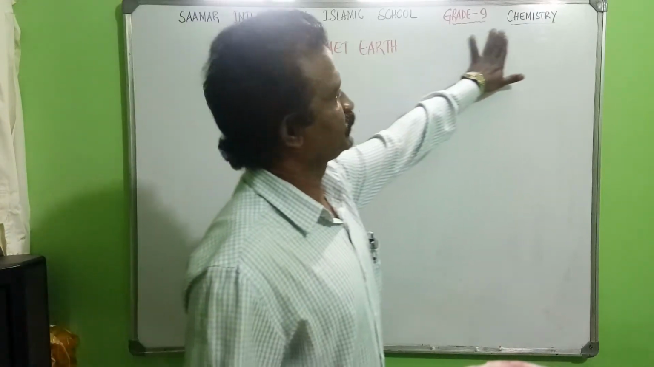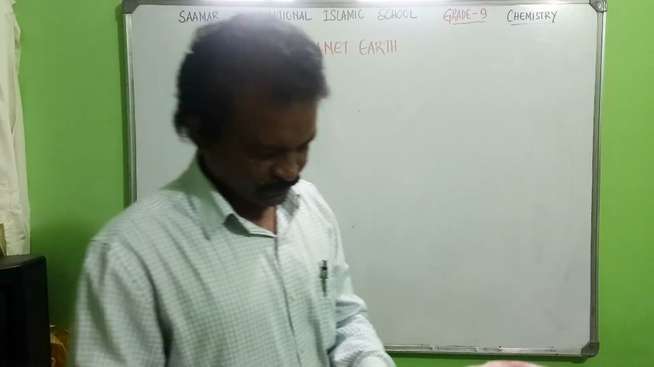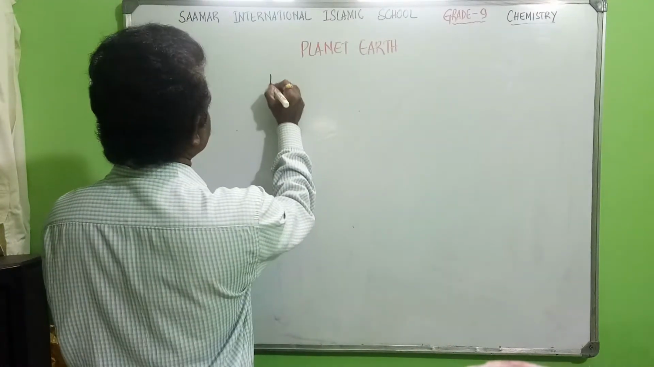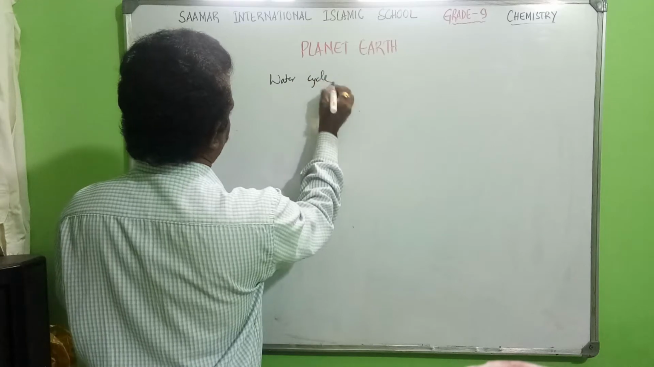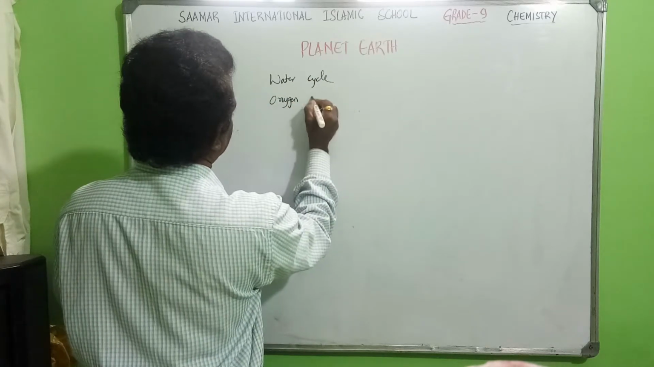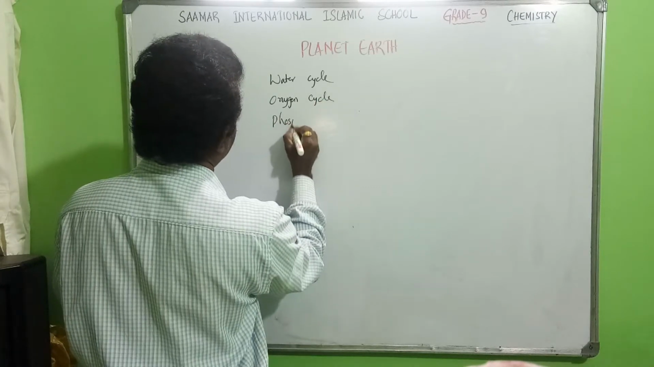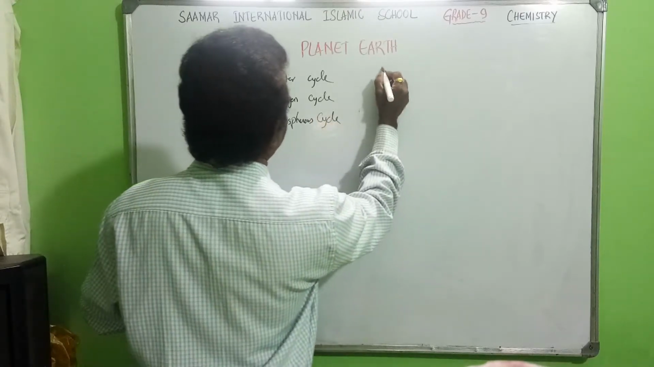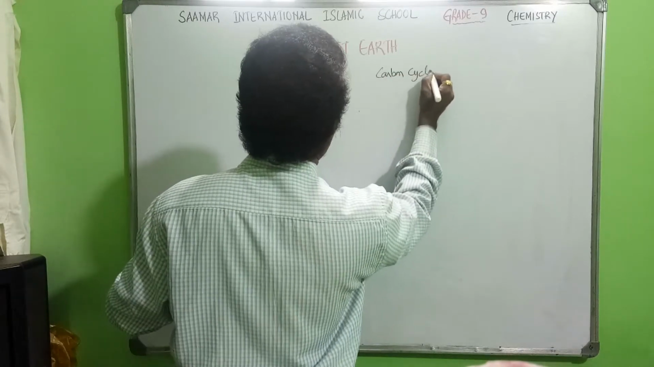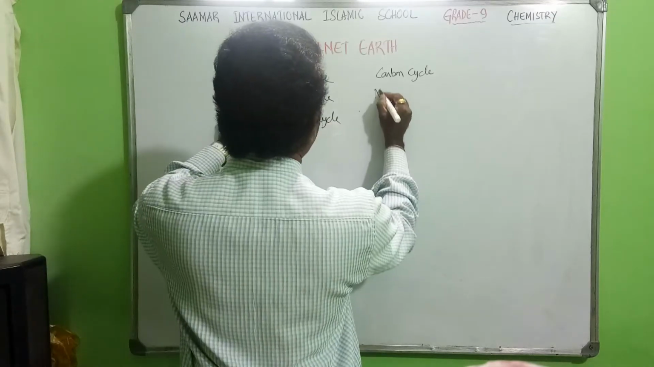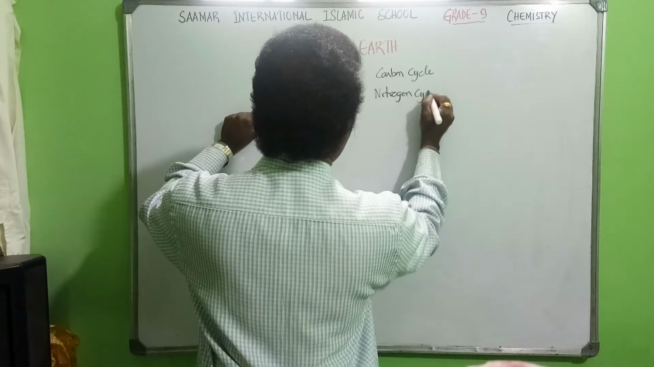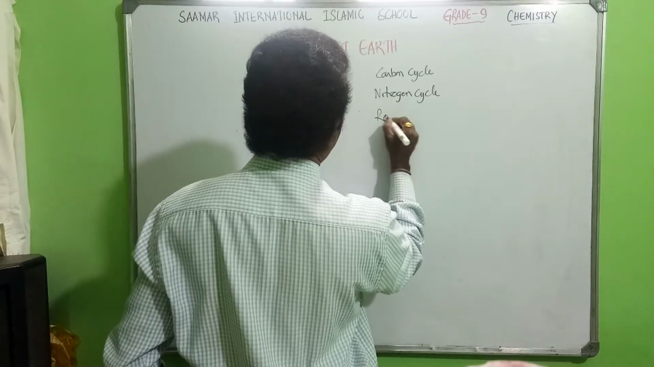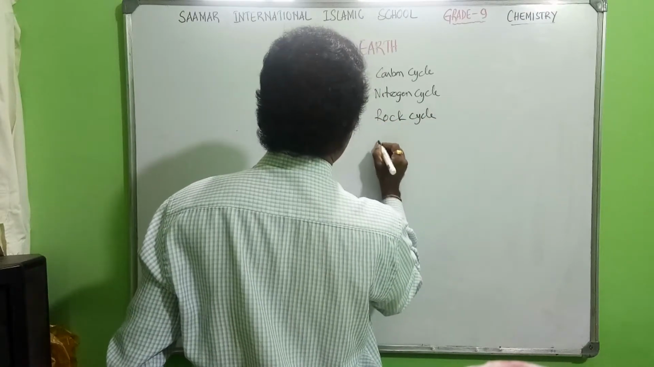Planet Earth, grade 9 chemistry. Is it clear? Now in this we come across the water cycle, oxygen cycle, phosphorus cycle, carbon cycle, nitrogen cycle, okay, next rock cycle, limestone cycle.